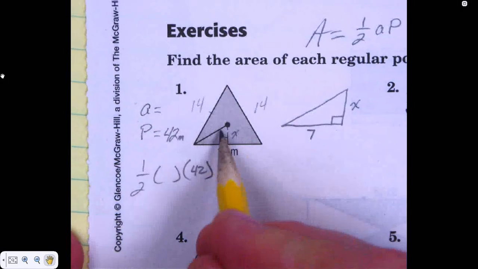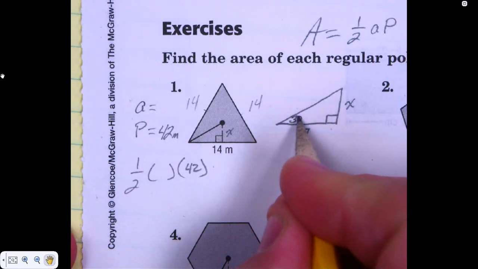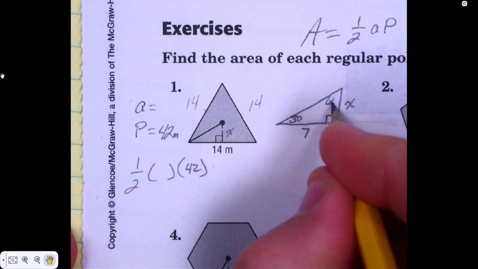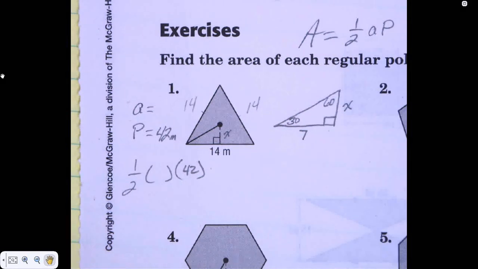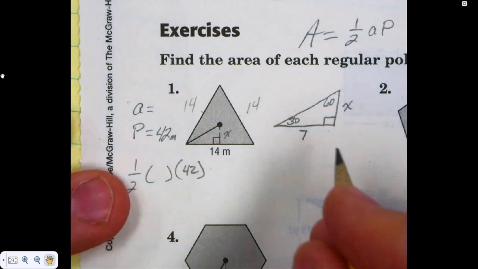What does this do? It cuts it in half and makes this what? 30. If this is 30, this is 90, what's this? Do I have a special right triangle? How wonderful, I do. What are our rules about special right triangles? What do we always, always, always have to find first? S, the smaller leg. And you can find S two ways.